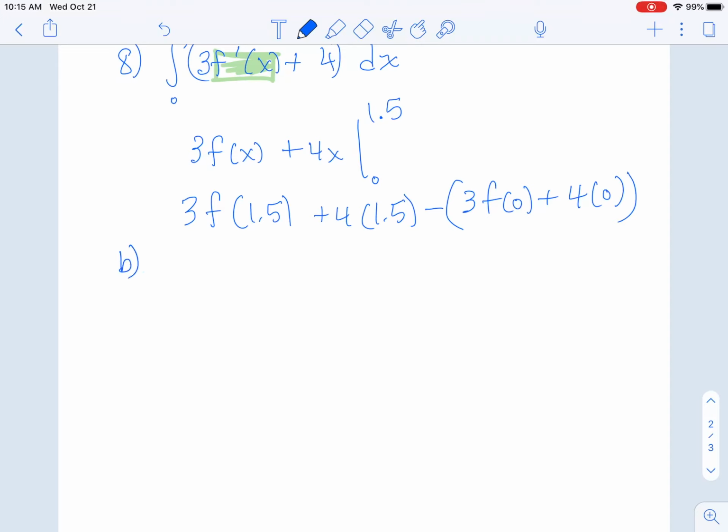Part B says write the equation of the tangent line at the point where x equals 1. Well, where x equals 1, that's the point 1, comma, negative 4.